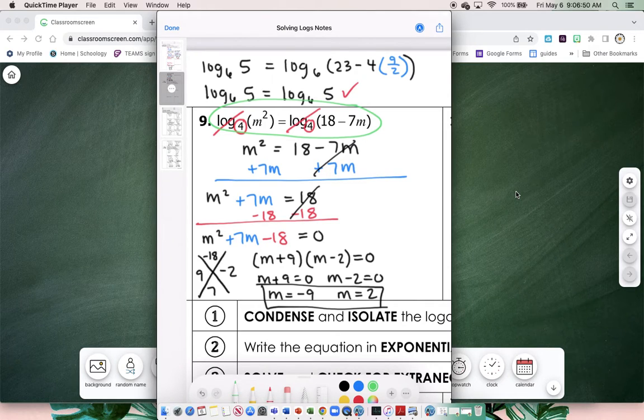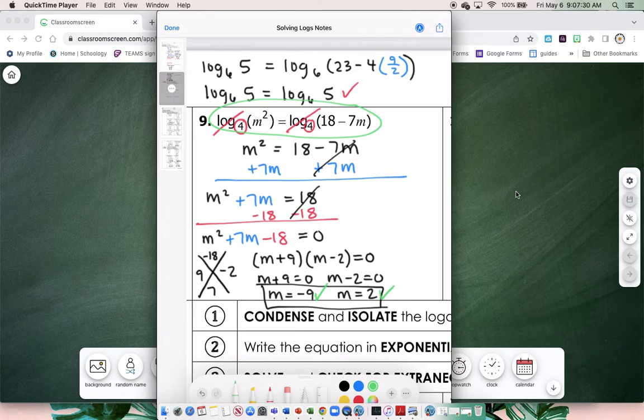If one of them doesn't check out, one of them's not a solution. If both of them don't equal each other, then we don't have any solutions, right? No solution. So I'm checking. If I plug negative 9 into m squared, that gives me positive 81, and 18 minus 7 times negative 9 is positive 81, right? So negative 9, yes, is a solution. How about 2? If I plug in 2, m squared is 4. 18 minus 7 times 4, yep, also is 4. So yes, both of these check out. I put them in the calculator, so yeah, both of them are my solution.